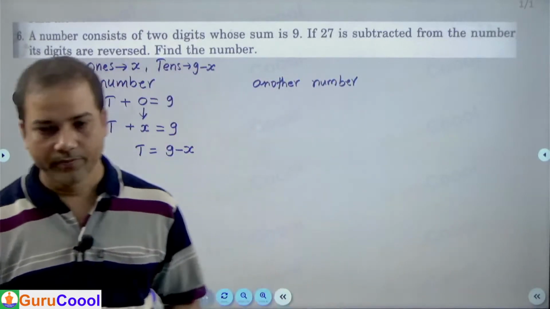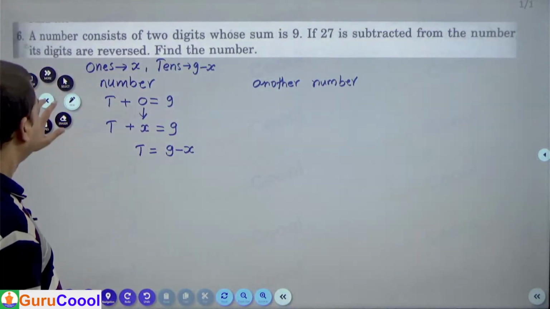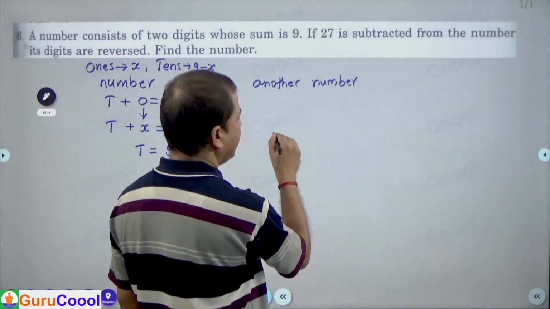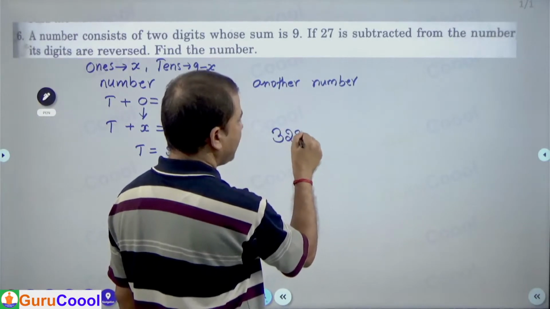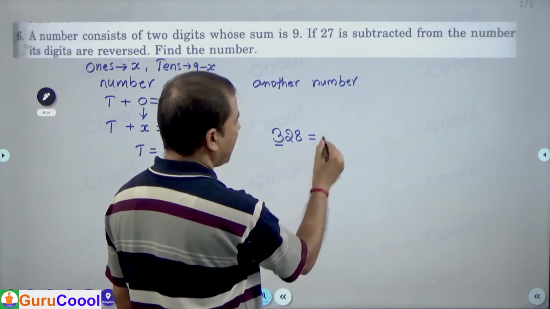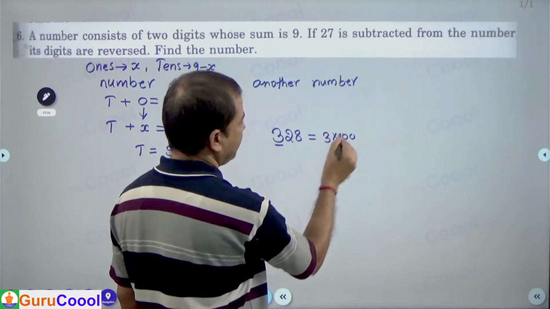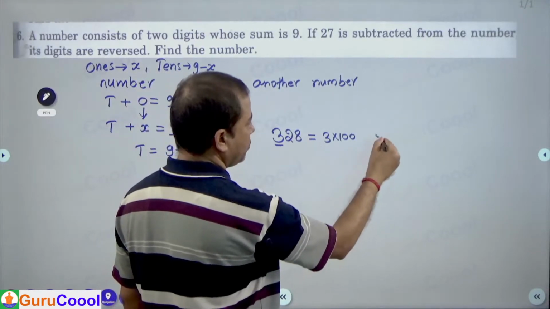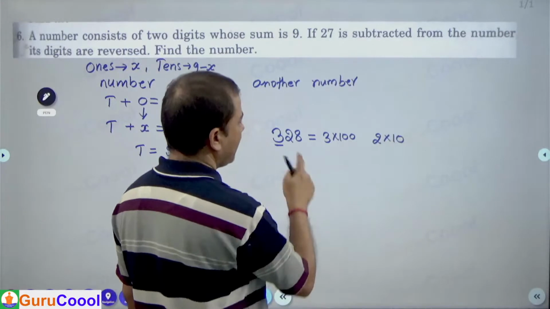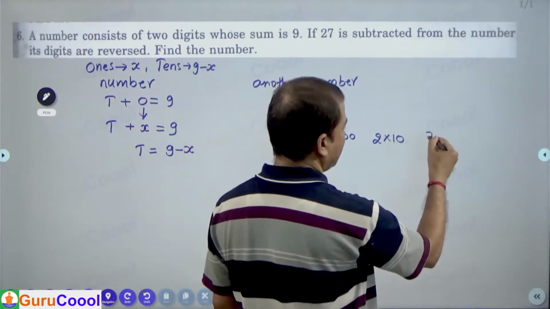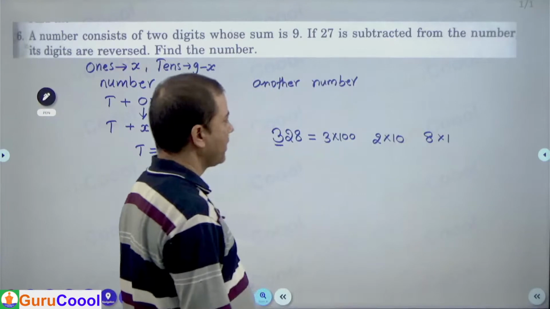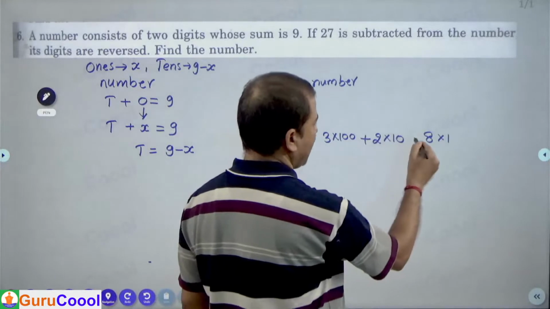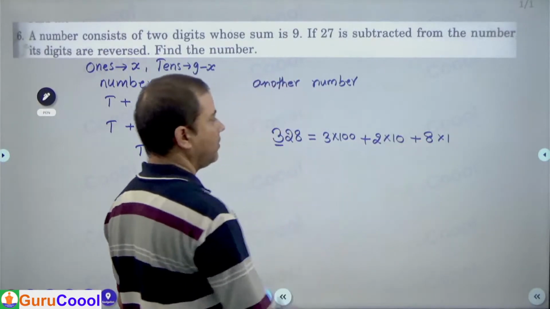Yesterday I taught you. You are not replying means you are not taking it seriously. If the number is 328, how do you write the number? 3 times 100, because 3 is at hundreds place, 2 is at tens place, so 2 is multiplied with 10, and 8 is multiplied with 1, because it is ones place. So we take the place values and add them. This is how numbers are created.